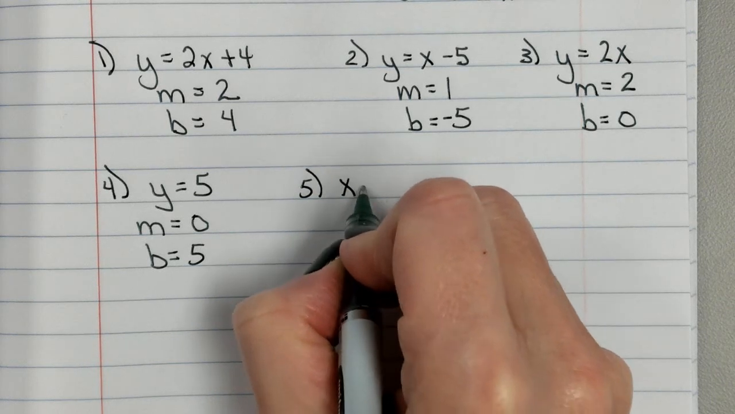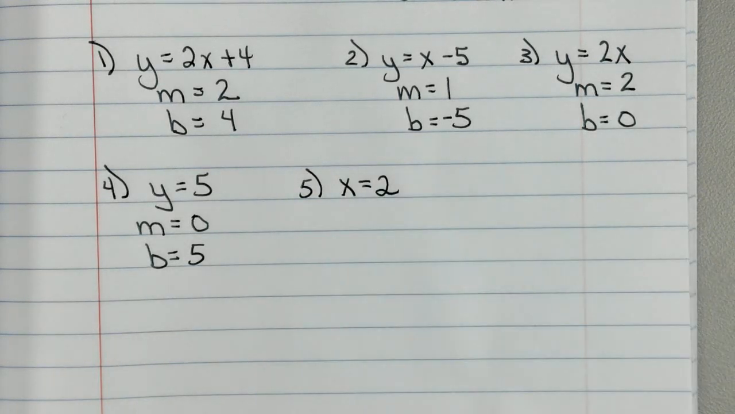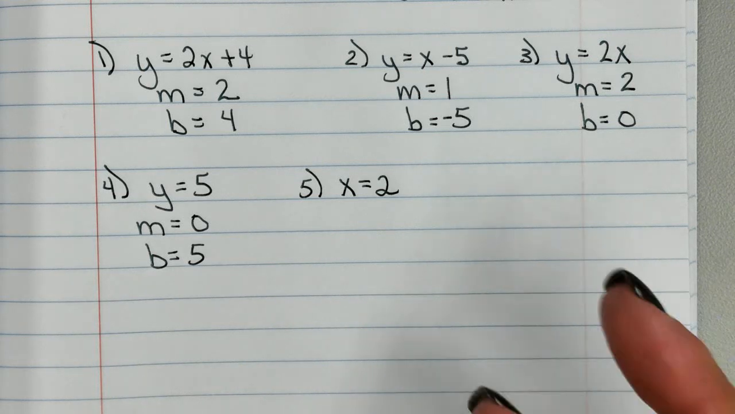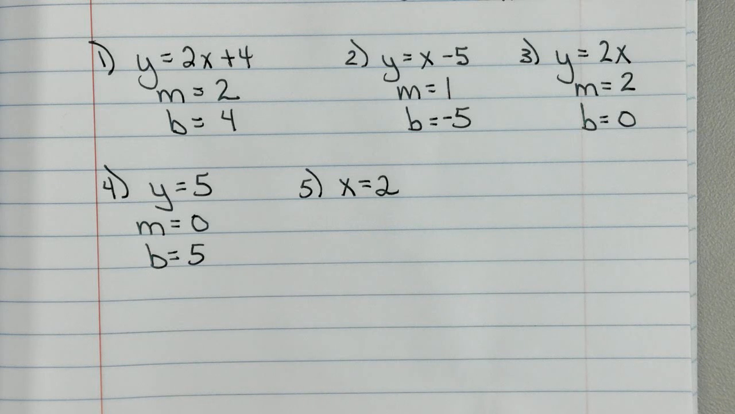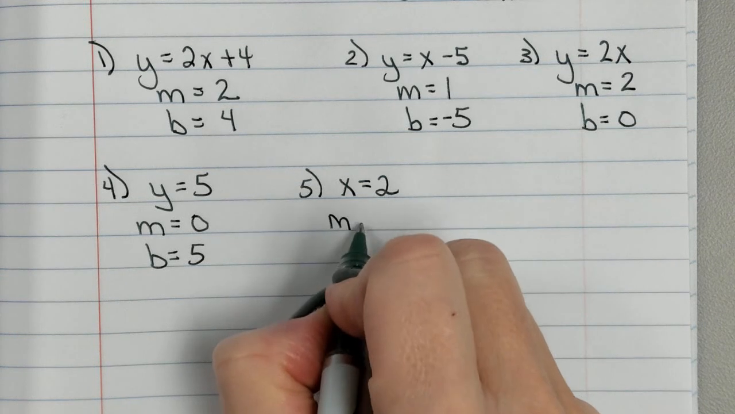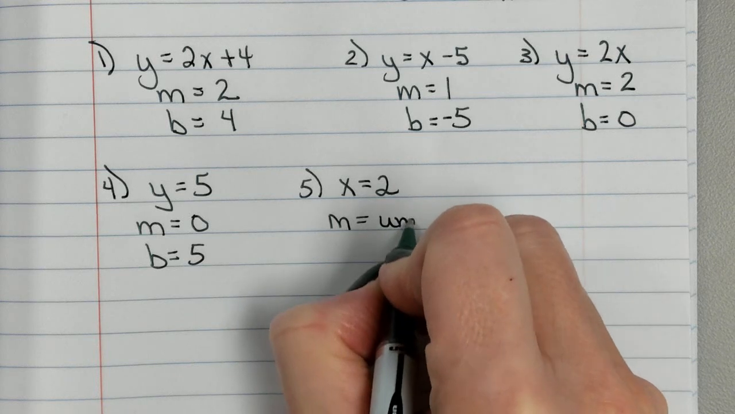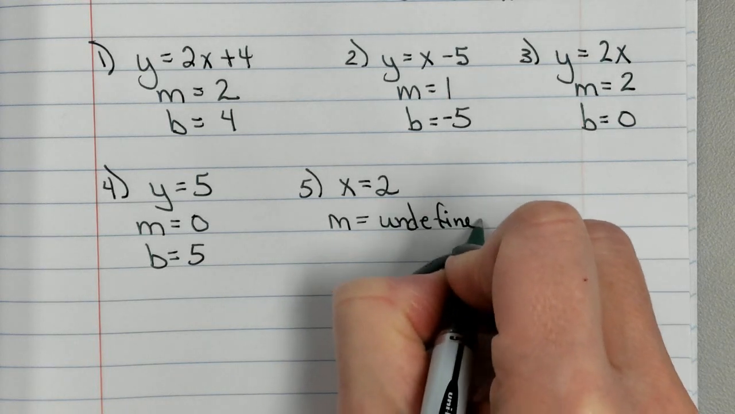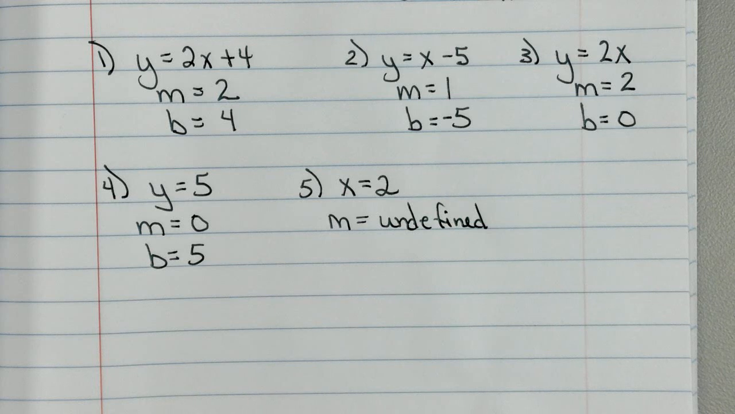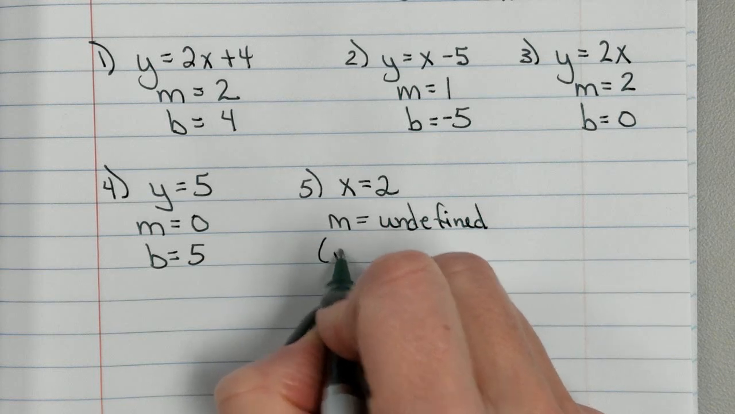If I've got, let's say, x equals 2, this one's a little different. What am I missing in the problem? A y, so I don't have a y-intercept. So what's the only line that's never going to cross the y? Yeah, a vertical. So this is a vertical line. We'll get more into this in a few minutes, but we would say that the m is undefined. That's what the slope of a vertical line is, and it wouldn't have a y-intercept.